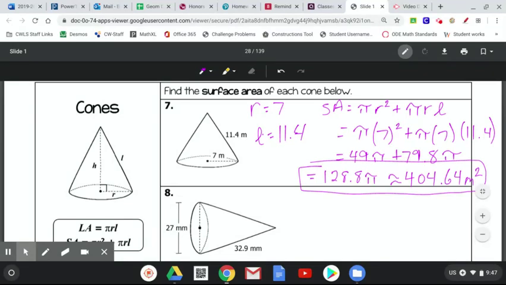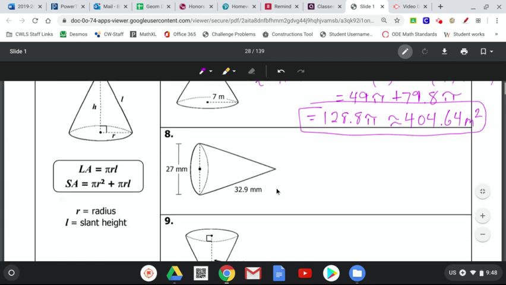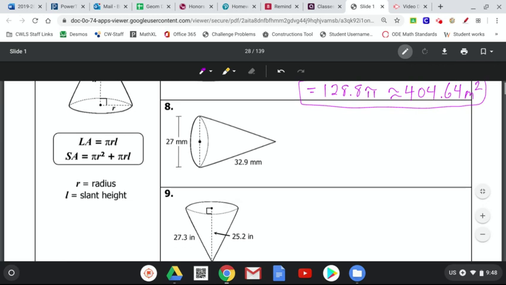So finishing up that last problem, the exact answer would be 128.8. If you multiply by pi, you're going to get 404.64. So depending on what the question is asking, just answer it in that fashion. Number 8. Okay, number 8.